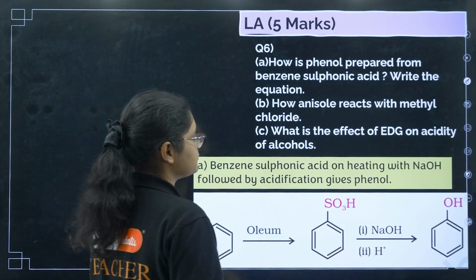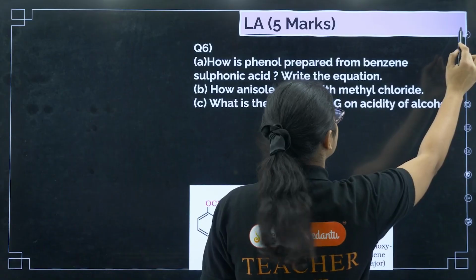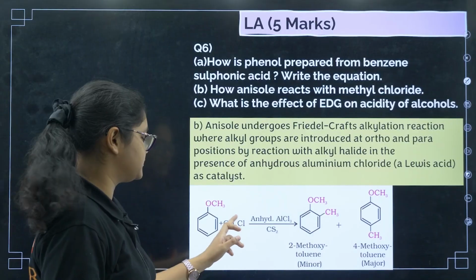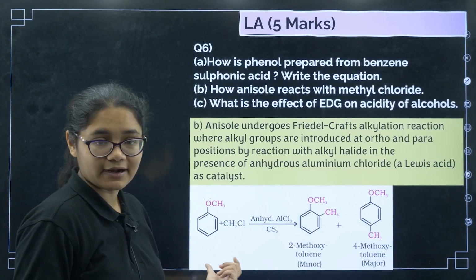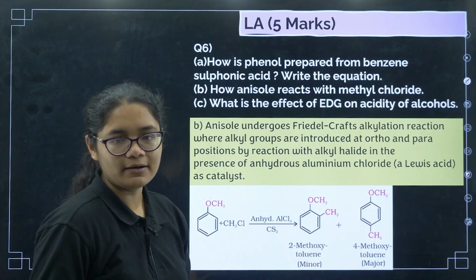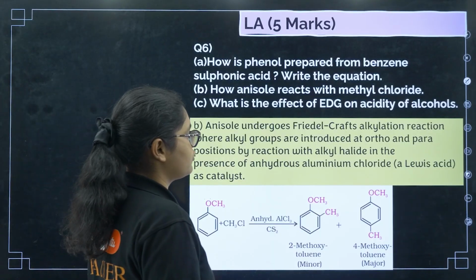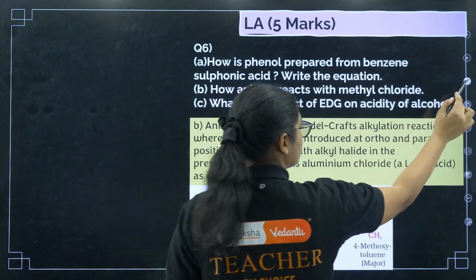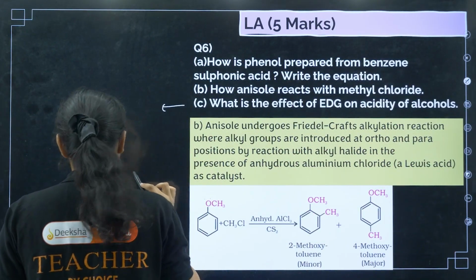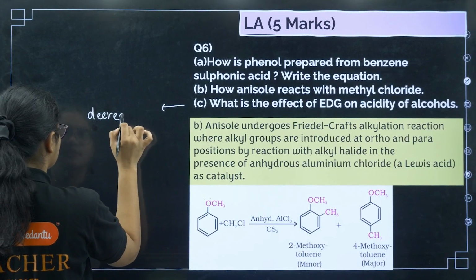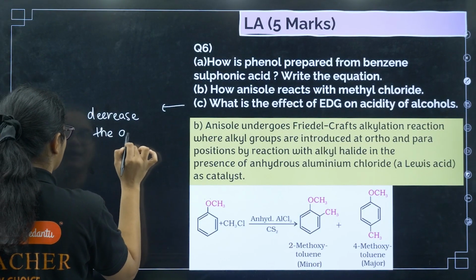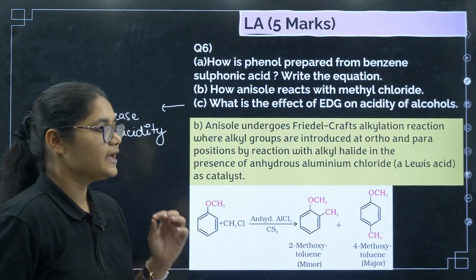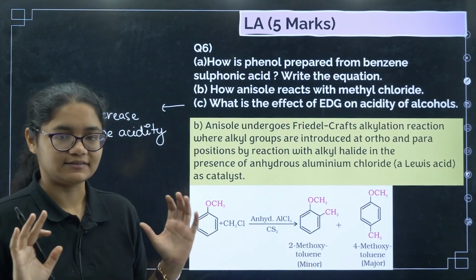Next, how anisole reacts with methyl chloride. Anisole undergoes Friedel-Crafts alkylation with CH3Cl. Again, as I told you, it is an ortho-para directing group, so you will get CH3 at the ortho and para positions. Next, what is the effect of an electron donating group? Always remember, an electron donating group will decrease the acidity, and an electron withdrawing group will always increase the acidity.